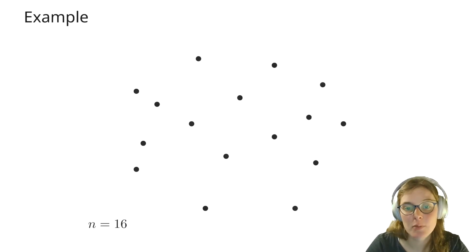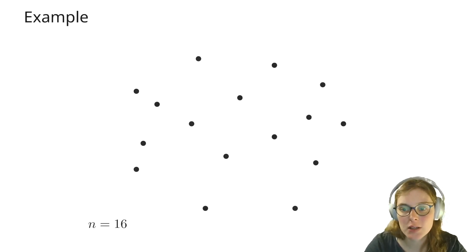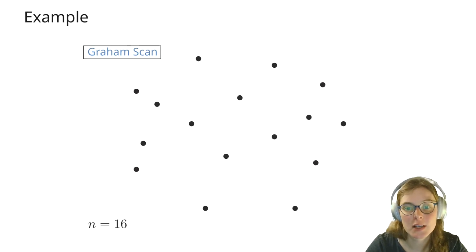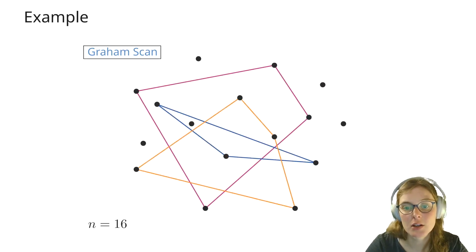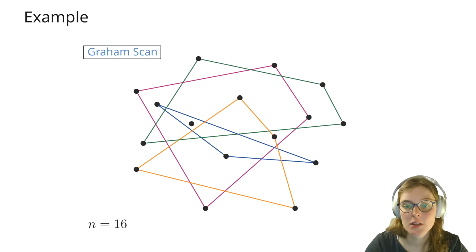Now let's see an example of how this works. We start with 16 points. We split these points into 4 subsets of size 4. And for each, we run Graham scan to compute their convex hull. So now we have 4 smaller convex hulls that we want to merge into one big convex hull.